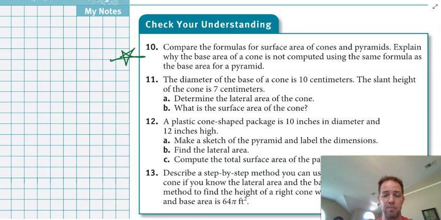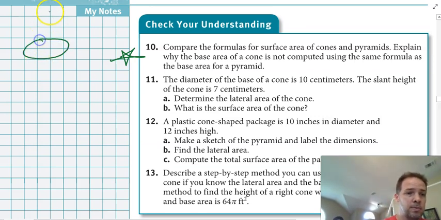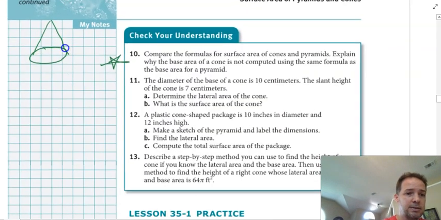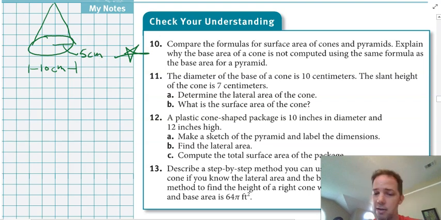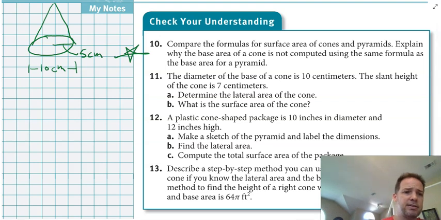The diameter of the base of a cone is 10 centimeters. So the total diameter is 10, which means the radius is going to equal 5. If the diameter is 10, the radius will equal 5. The slant height is 7 centimeters.